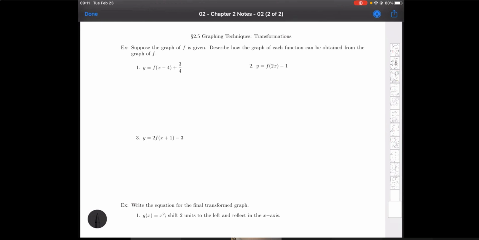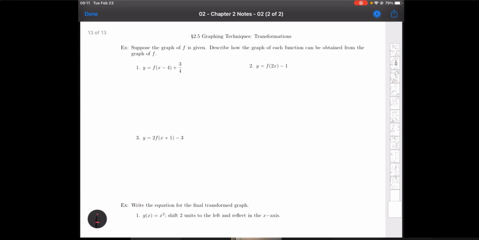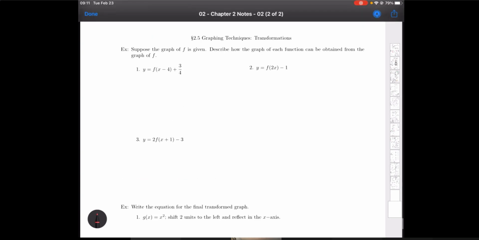First example, suppose that somebody gives you the graph of f. Now, what we want to do is describe how to get the graph of each of the following functions after we know what the graph of f looks like. And there's certain things that we have to look for. So why don't we highlight certain things? There's something happening on the inside over here. And then we have this other thing over here.